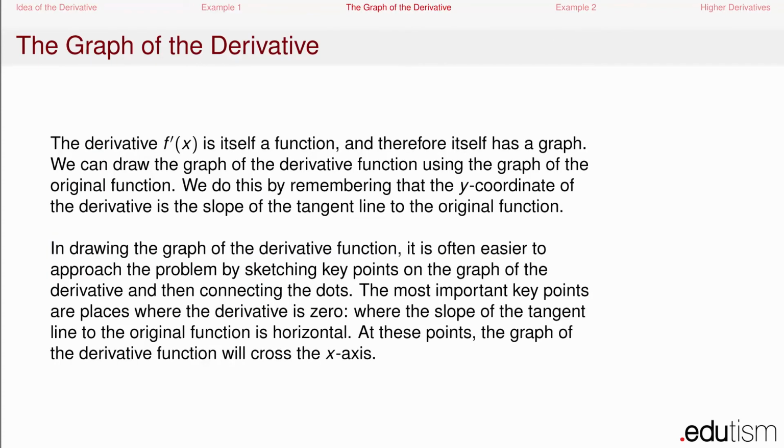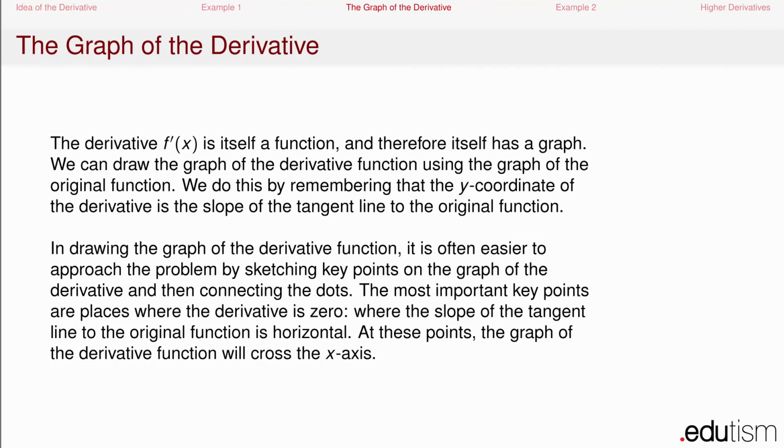The derivative, f prime of x, is itself a function. The derivative depends upon x. Therefore, the derivative itself has a graph. So another type of problem we can deal with when finding derivatives from graphs is to draw the graph of a derivative. If we want to draw the graph of the derivative function, we start with the graph of the original function. We draw the graph by remembering that the y-coordinate of the derivative is the slope of the tangent line to the original function.